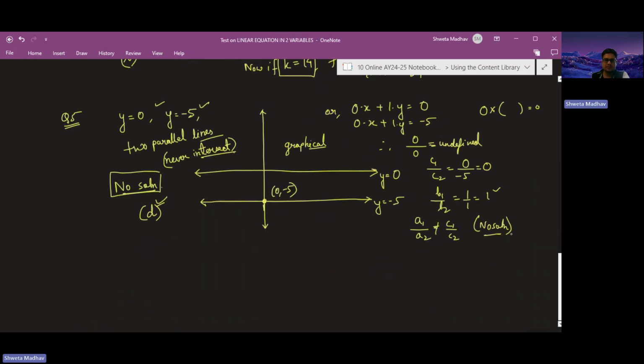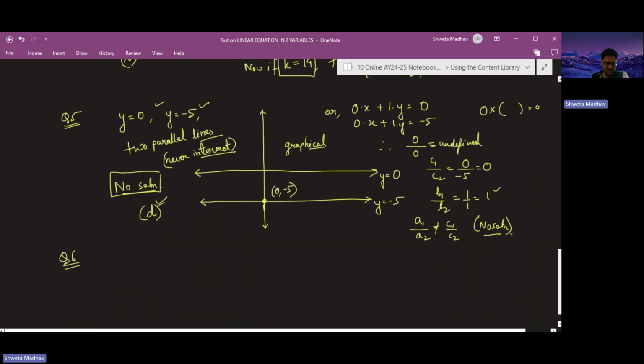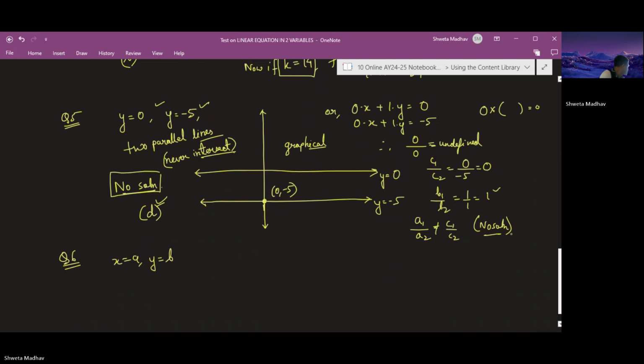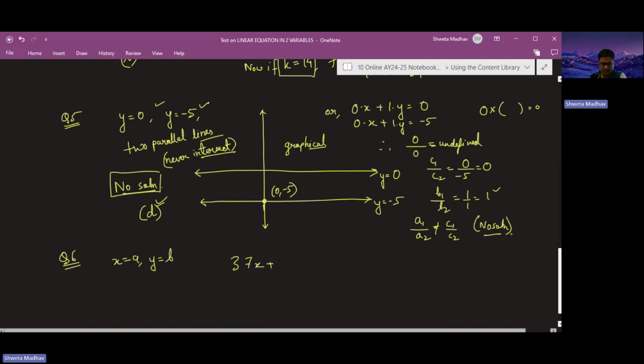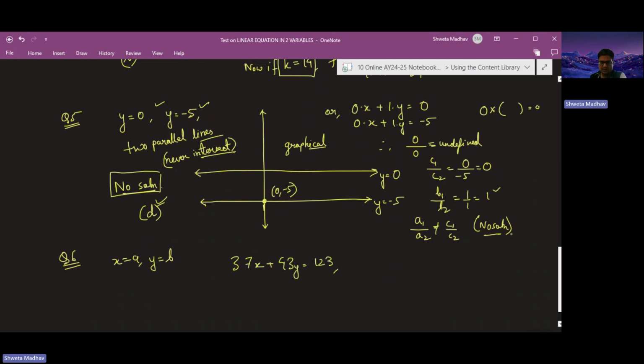Then in question number 6, it has been told if x equal to a and y equals b is the solution of the equations 37x plus 43y equals 123 and 43x plus 37y equals 117.